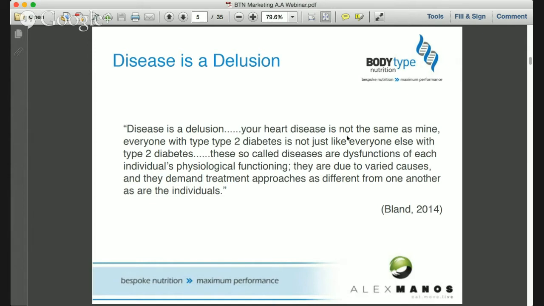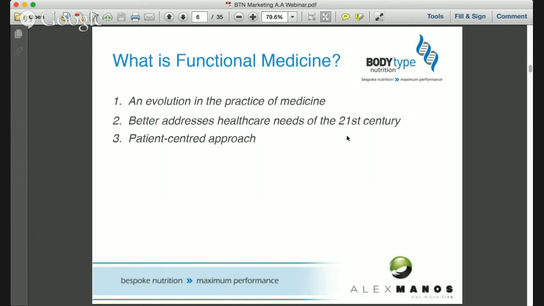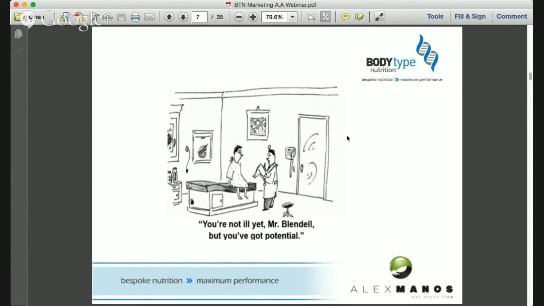And this is just a huge factor for us to appreciate. As a result, functional medicine, as we mentioned earlier, is very much a patient-centered approach. There's plenty of research out there to back up why this point is so important. And moving on, some of these concepts are very much interrelated as well.